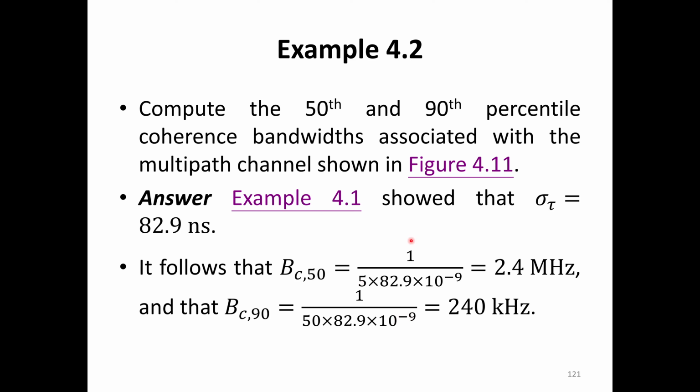Because we can easily see that BC50 is equal to 10 times BC90. So we do not need to calculate it again, or I should say we do not need to use the calculator again. We can just divide BC50 by 10. Then we have BC90, which is equal to 0.24 megahertz and is equal to 240 kilohertz.